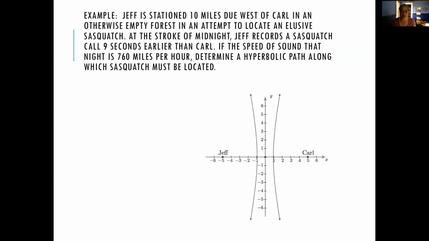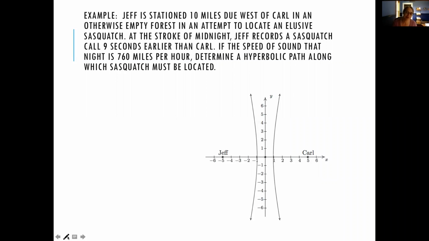Now, Jeff and Carl know that the speed of sound that night is 760 miles per hour. So they're trying to determine the path along which the Sasquatch could be traveling. In other words, if they can figure this out, then they can limit their search for tracks to this pathway. Because Sasquatch is somewhere on one of these two branches.